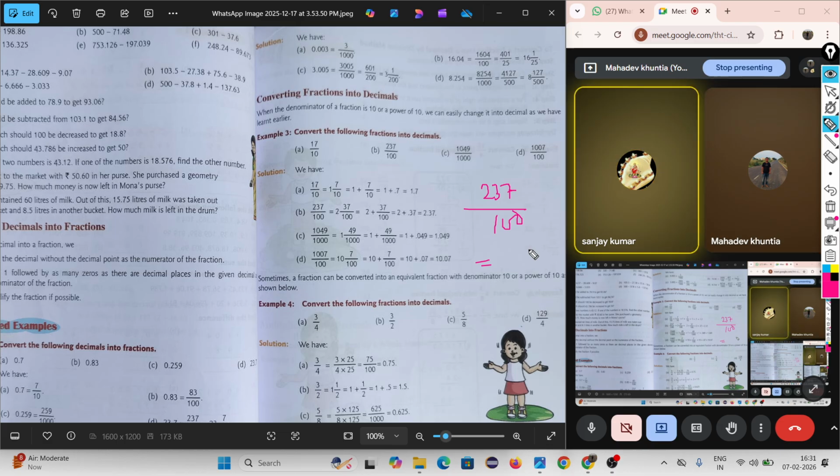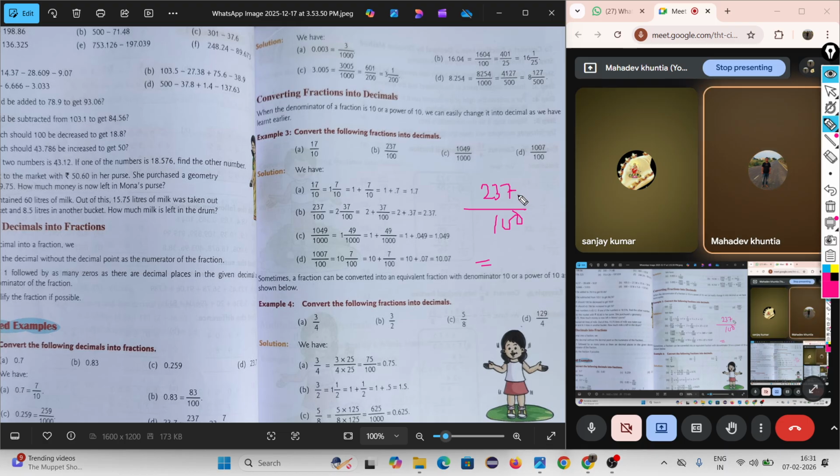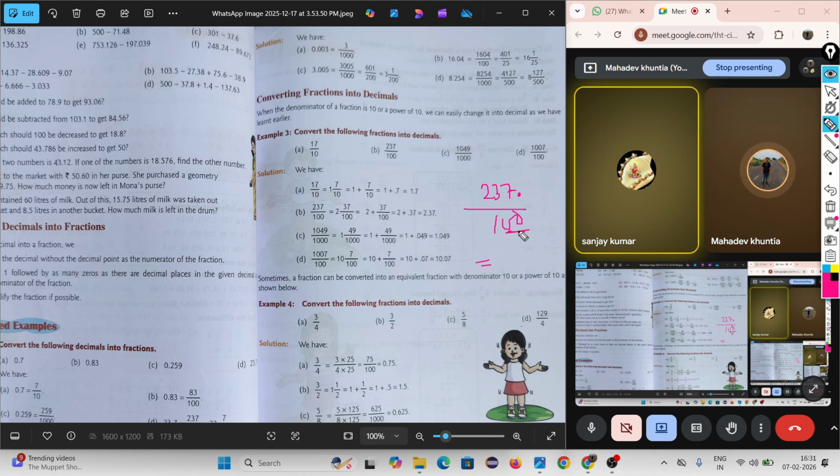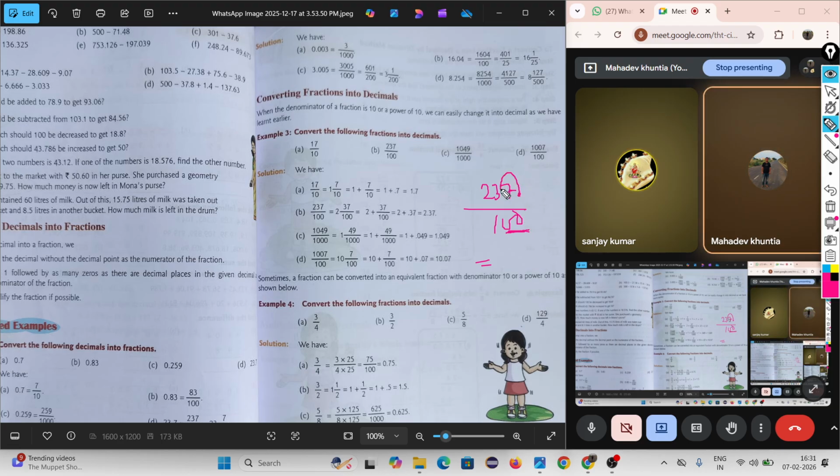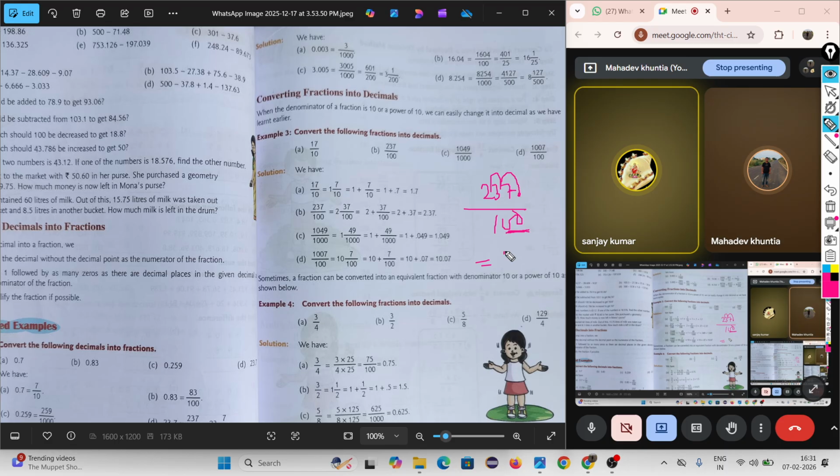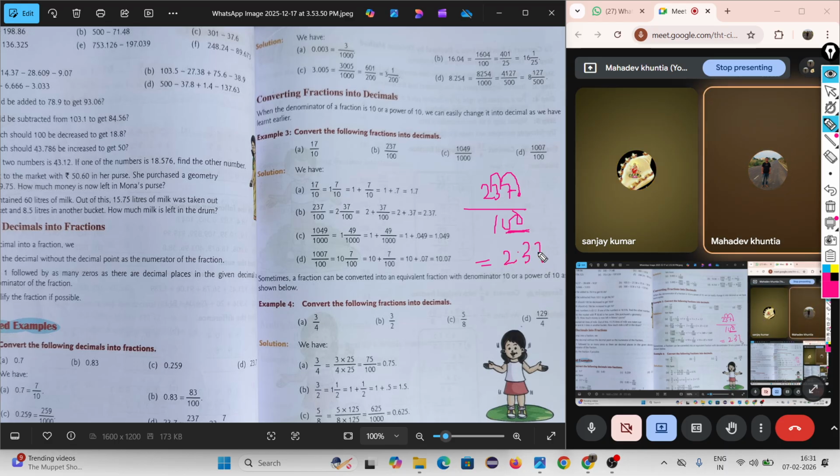237 upon what? 100. We have to convert it into decimal. Yes, because it's given in fraction form, we have to convert it into decimal form. Now the decimal point is on the right side of the 7. We have to put it to the left side. How many steps? That depends upon how many 0s are there in the denominator. The denominator has two 0s, so you have to put it 2 steps left. So our final answer is 2.37.